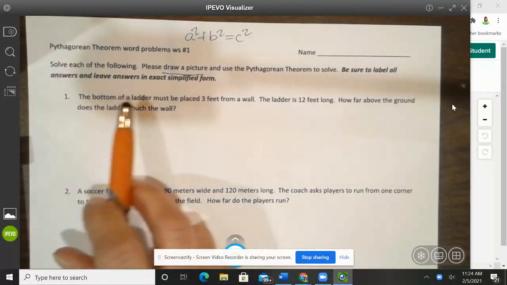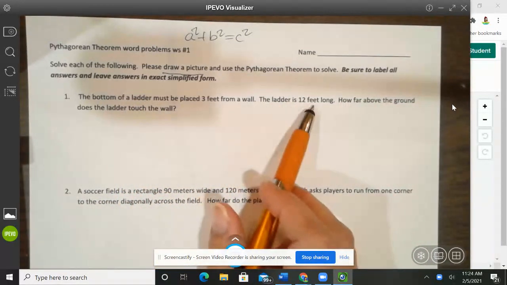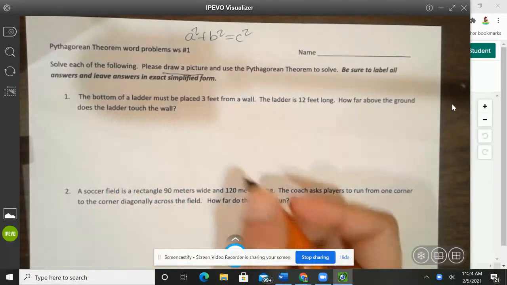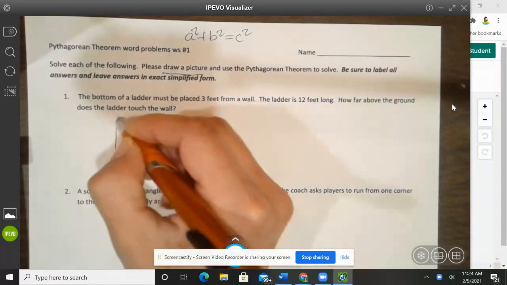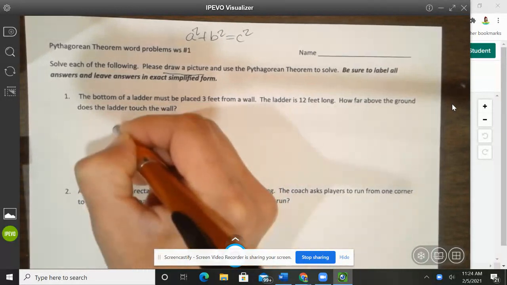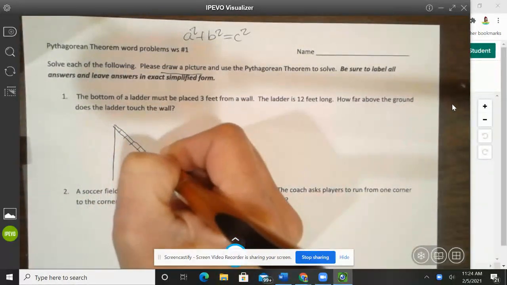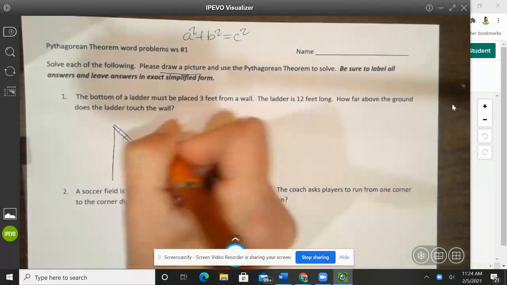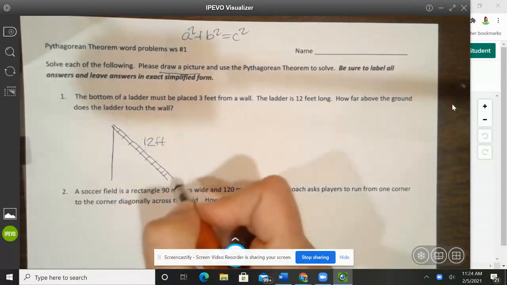So let's read it. It says the bottom of a ladder must be placed 3 feet away from a wall. The ladder is 12 feet long. How far above the ground does the ladder touch the wall? So we have, this is the wall, right? And this could be the ladder right here, against the wall. Something like that. Doesn't have to be perfect. It says the ladder is 12 feet long, so this is 12 feet, because that's how long it is.